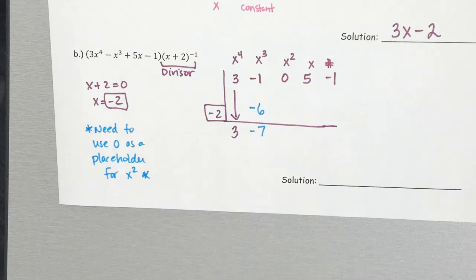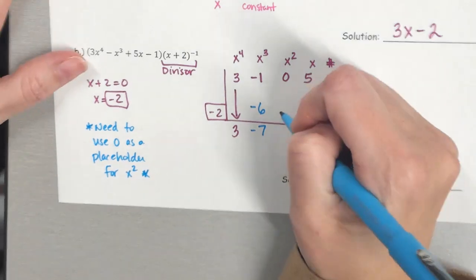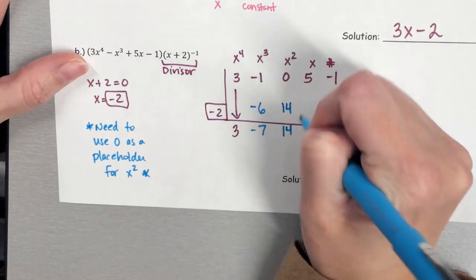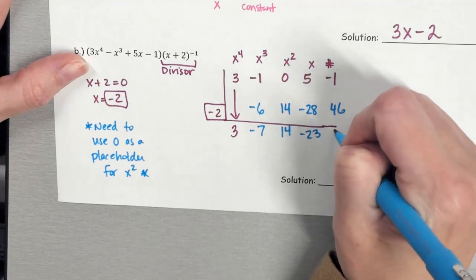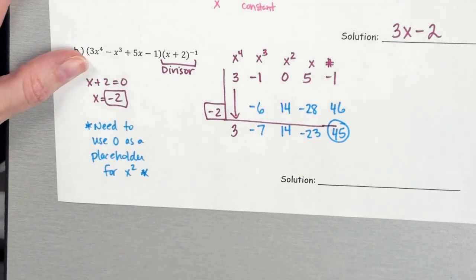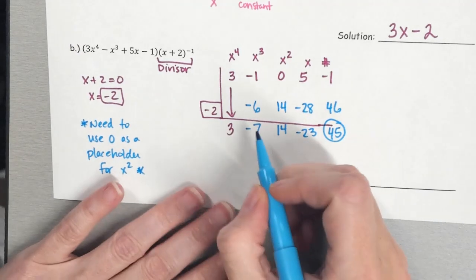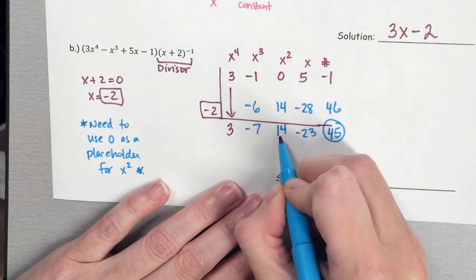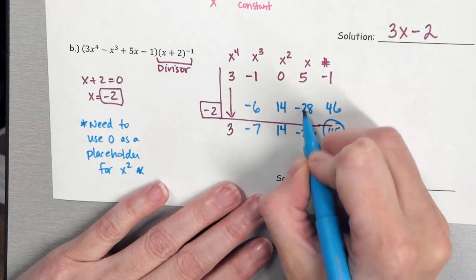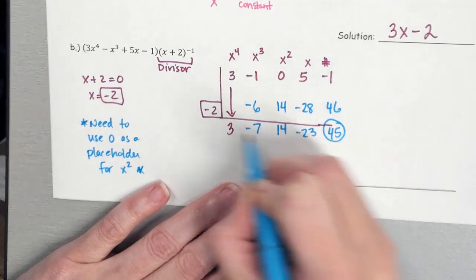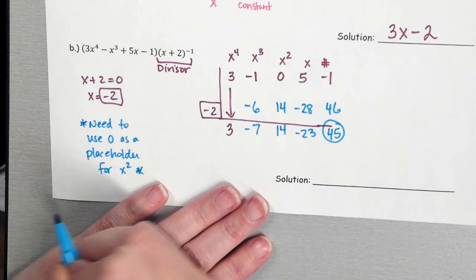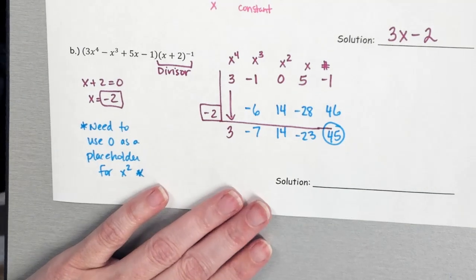All right, so we're going to check this. So negative 7 times negative 2. How'd we do? Okay, so you multiply across, right? A negative times a negative is a positive. 14 times negative 2, negative 28. Negative 28 plus 5, negative 23. Negative 23 times negative 2 is 46. 46 minus 1 is 45.